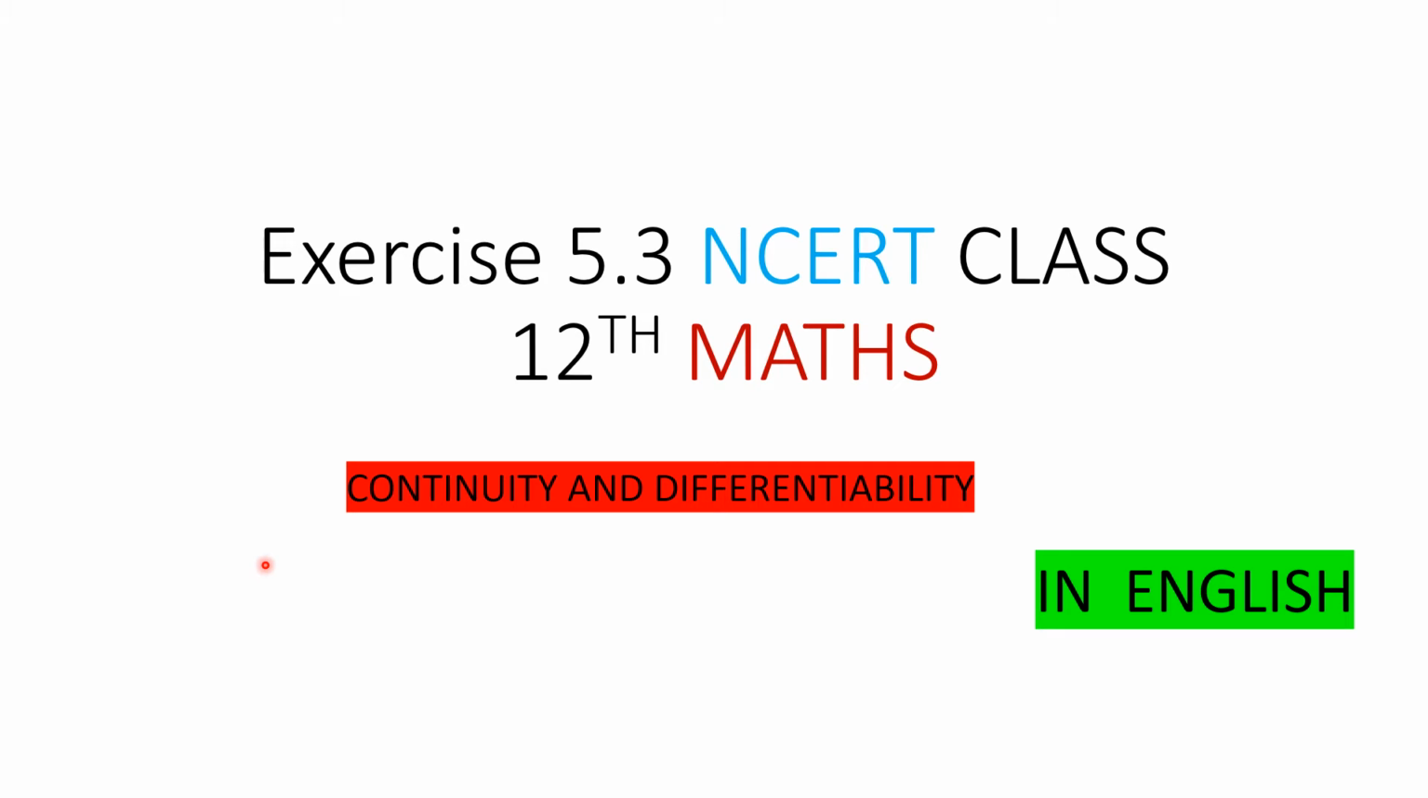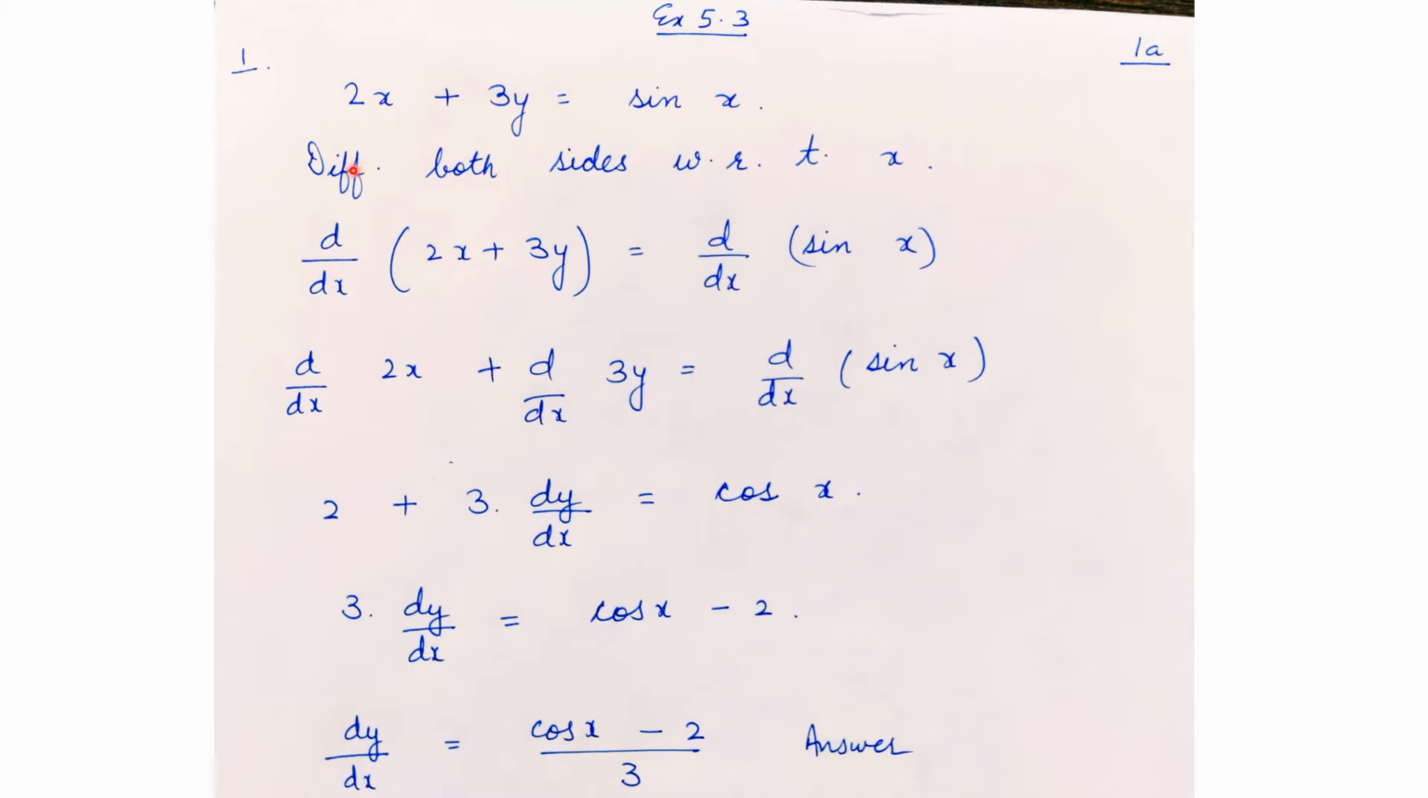We shall be discussing exercise 5.3 of NCERT, class 12th of maths. Let's begin. The first question says 2x plus 3y is equal to sine x. We will differentiate both sides with respect to x. d by dx of 2x plus 3y is equal to d by dx of sine of x.